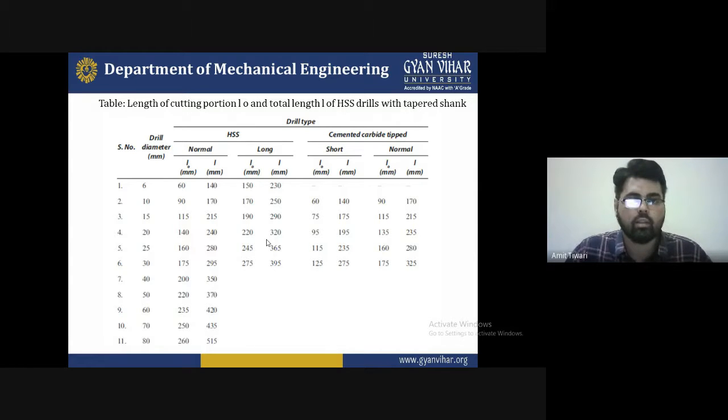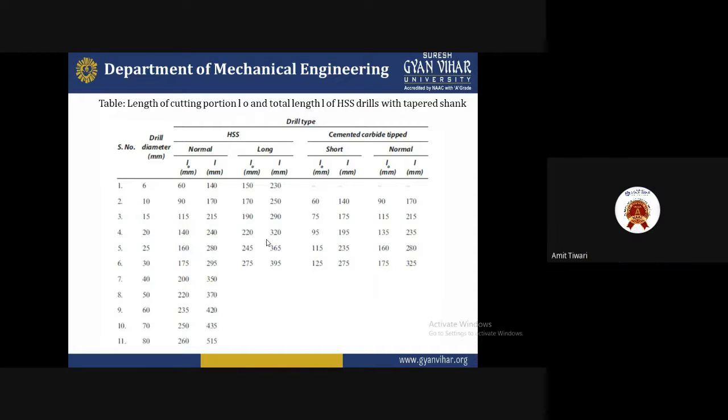Okay, now for the high speed steel tool, what are the criteria for normal and long? So normal, if you want to make the drill diameter, that is 60 to 140, 90 to 170. We can say 115 to 215, 140 to 240, 160 to 280, 5 to 295, 200 to 320, 235 to 420, 250 to 435, and 260 to 515. So these are some ranges for the high speed steel in the normal case.